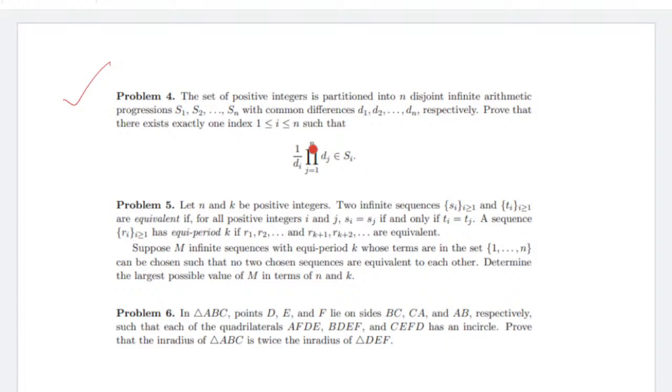Okay, the phrasing of the question looks weird. They're basically asking us to find the value of m, right? They're just asking us about different equiperiod sequences. Okay, they've just convoluted the question.